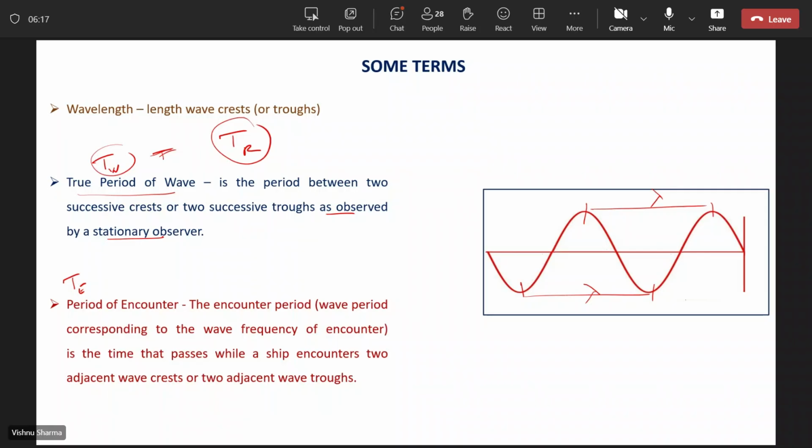Are the three terms clear, guys? And TR we have already discussed in the morning. Am I clear? Yes or no? Clear, class?